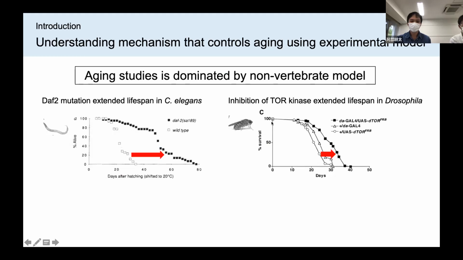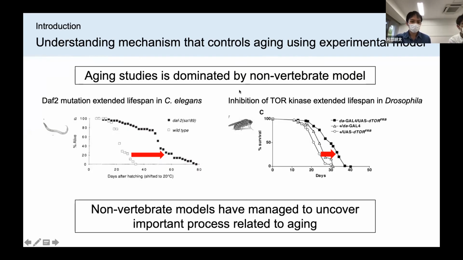As previous presenters have already mentioned, scientists have been using animal models as experimental models to understand the mechanism that controls aging. Aging study is currently dominated by non-vertebrate models, such as yeast, C. elegans, or the worms, and the flies, or Drosophila. From these non-vertebrate models, many important processes related to aging have been uncovered. Previously it was mentioned the IGF pathways and also the TOR pathways.